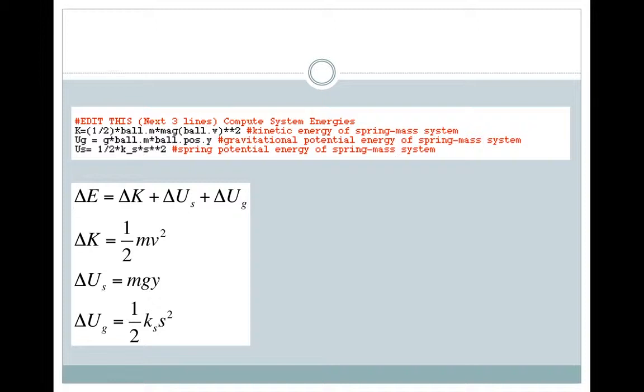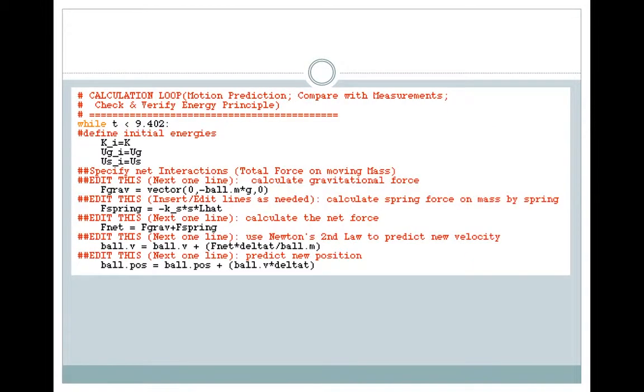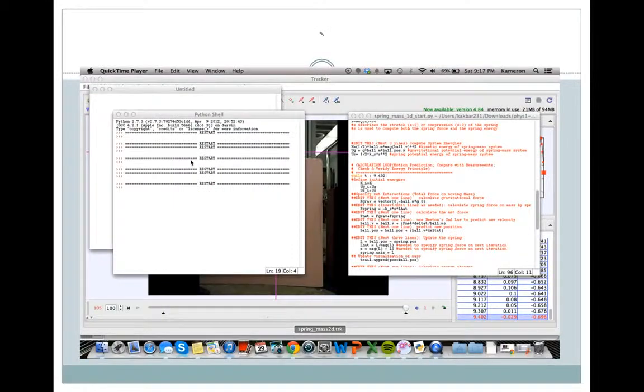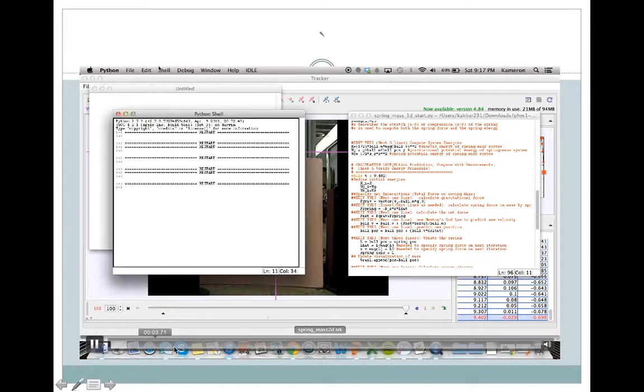Afterwards, we used Newton's second law to find the F net using the formula of F net equals F gravity plus the force of the spring. Then we found the ball's new velocities and positions also using Newton's second law. Afterwards, we updated the spring and calculated the energy changes. After that, we put the code into VPython.